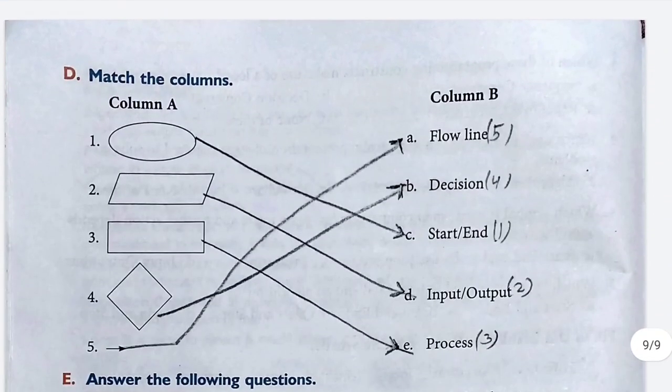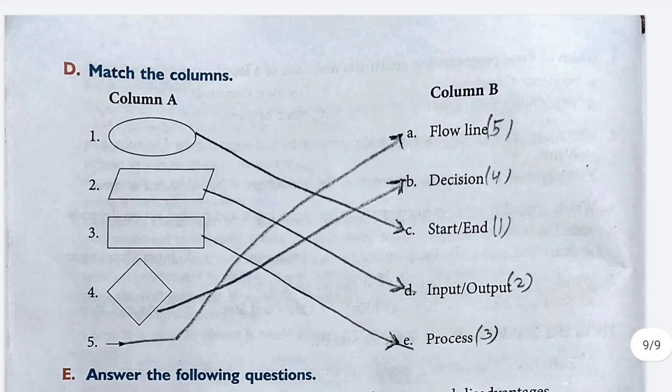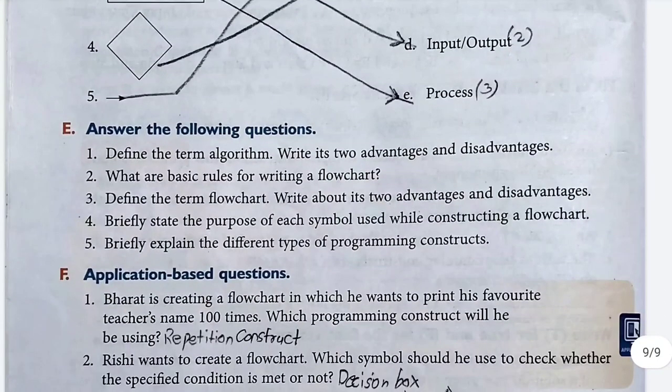So number D is match the columns. Number 1 is oval shape, which denotes the start and end. Number 2 is parallelogram, which denotes input and output. Number 3 is rectangle, which denotes process. Number 4 is rhombus, which denotes decision. Number 5 is an arrow, which denotes the flow line. So number 1 with C, number 2 with D, number 3 with E, number 4 with B, number 5 with A.